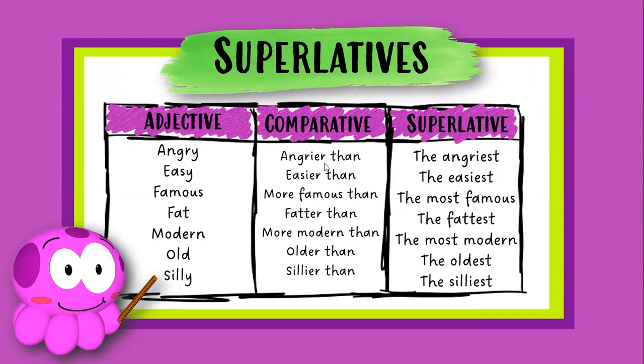So angry becomes angrier than the angriest. Easy, easier than the easiest. Famous, more famous than the most famous. Fat, fatter than the fattest. Modern, more modern than the most modern. Old, older than the oldest. Silly, sillier than the silliest. So look, for most of them, at least the ones with two syllables, they end in EST. When we use superlative, it means nothing can be angrier, nothing can be easier, nothing can be fatter, okay? They are the most, the easiest, the angriest, the fattest, the oldest, the silliest. So nothing can be more than themselves.